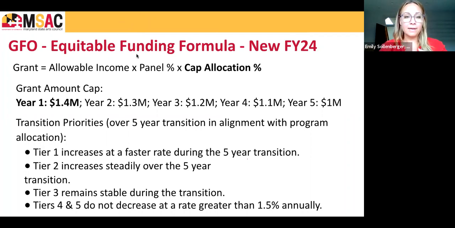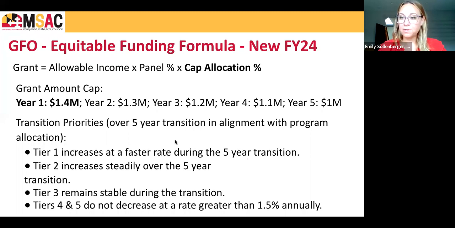In year 1, where we've never had a cap before in the amount of grant awards, we will be implementing that nobody would receive a grant of over $1.4 million. And over the course of 5 years, we will be lowering that to $1 million at year 5. The cap will be $1 million for any organization within this program.